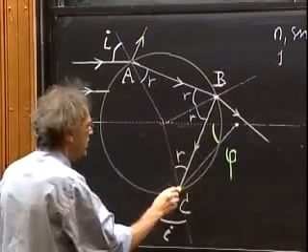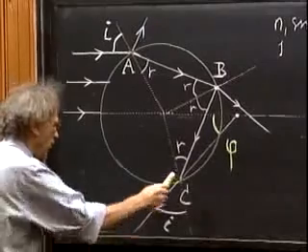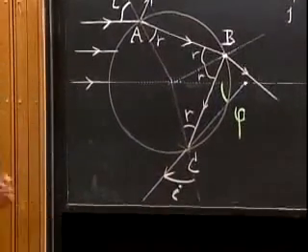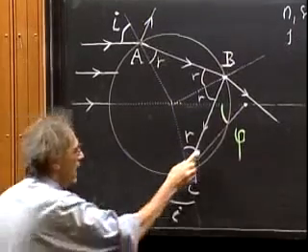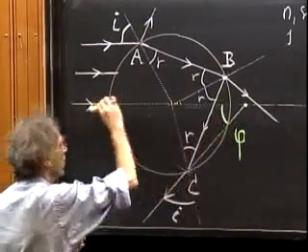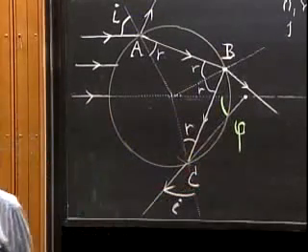And then at C, some of it is reflected into the water drop. I'm not interested in that. I want to know what's coming out. And what you see now is what comes out makes an angle phi with this horizontal line. And this angle phi is going to play an important role in the rainbow.